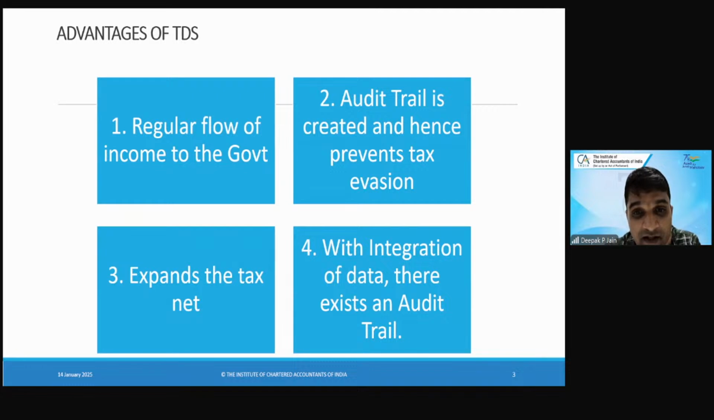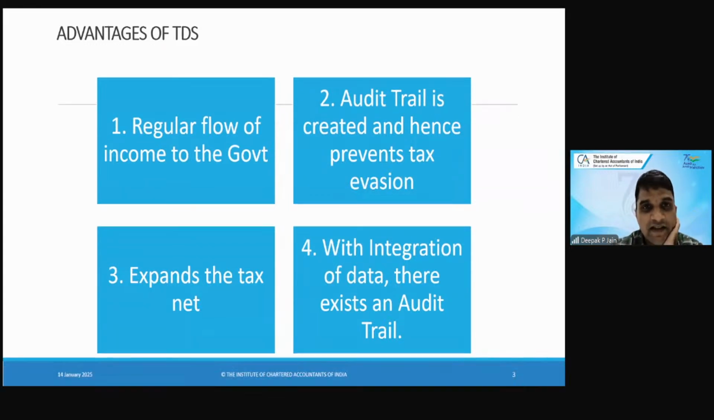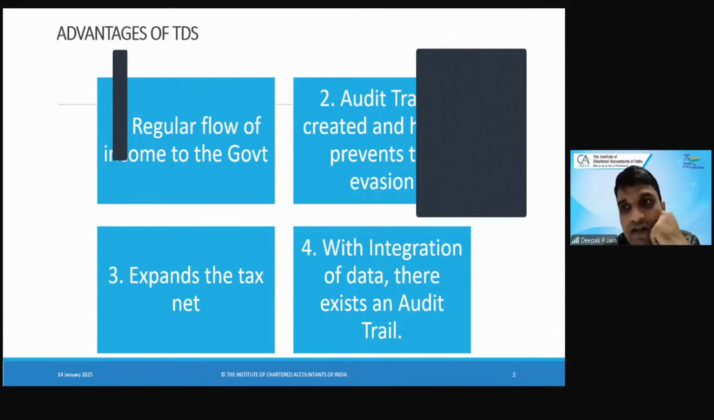Where is this in the study material? Arre baap re, that's a dangerous question. It is there in a separate chapter, right? Let me see. There is a separate chapter called TDS and TCS. I'll tell you the chapter number. Chapter number 14. Chapter number 14 is completely on this TDS and TCS.